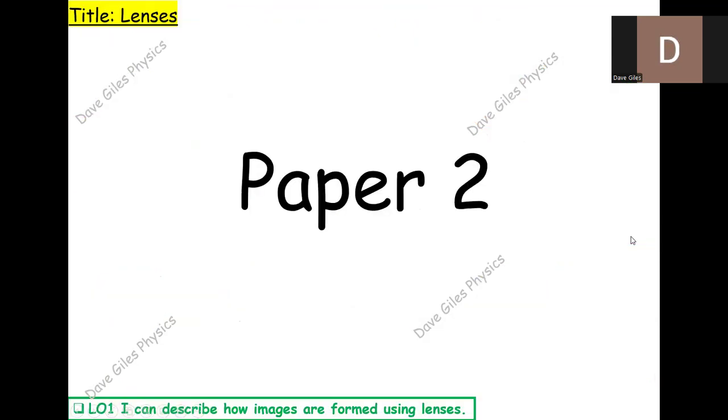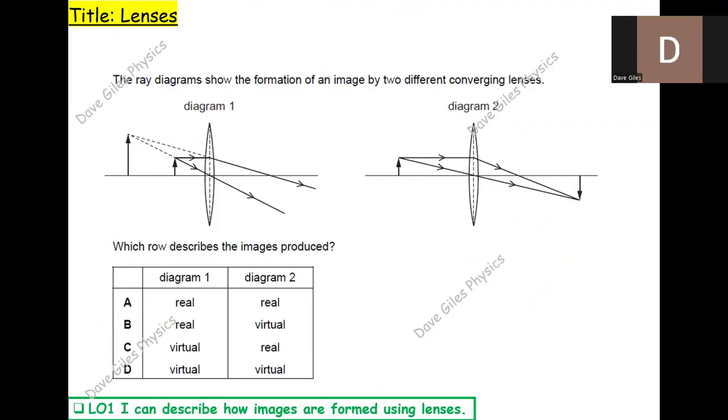Have a quick look at some paper 2 questions on this. The ray diagram shows the formation of an image of an object by 2 different converging lenses. Which row describes the image produced? In diagram 1, you can see the image is on the same side as the original object, so therefore it's virtual. On this side, it's the opposite side, so therefore it's real. So the answer is C for this one.